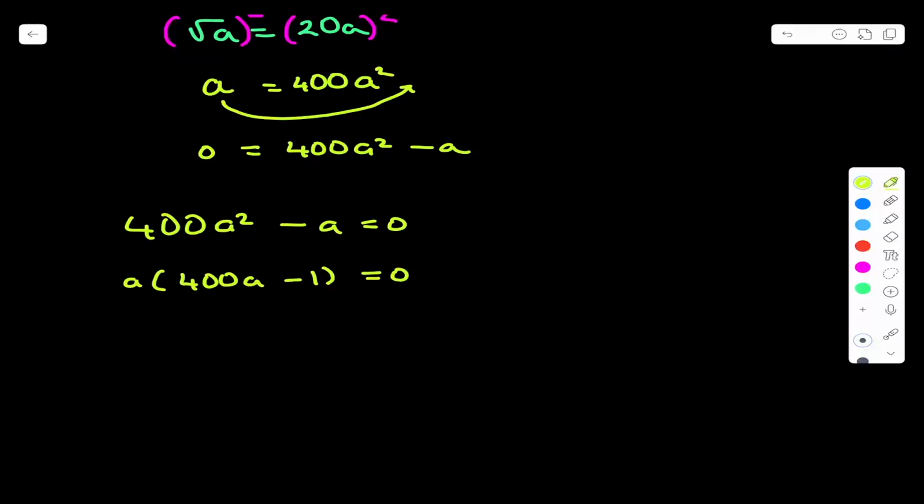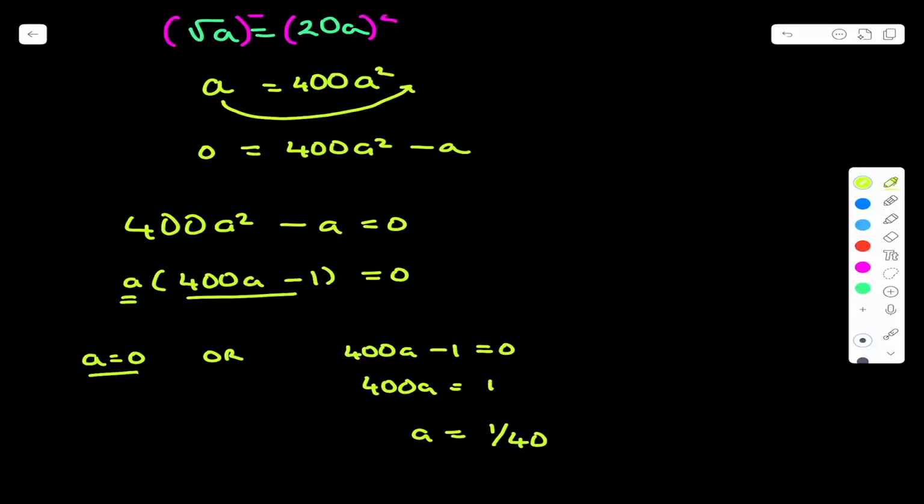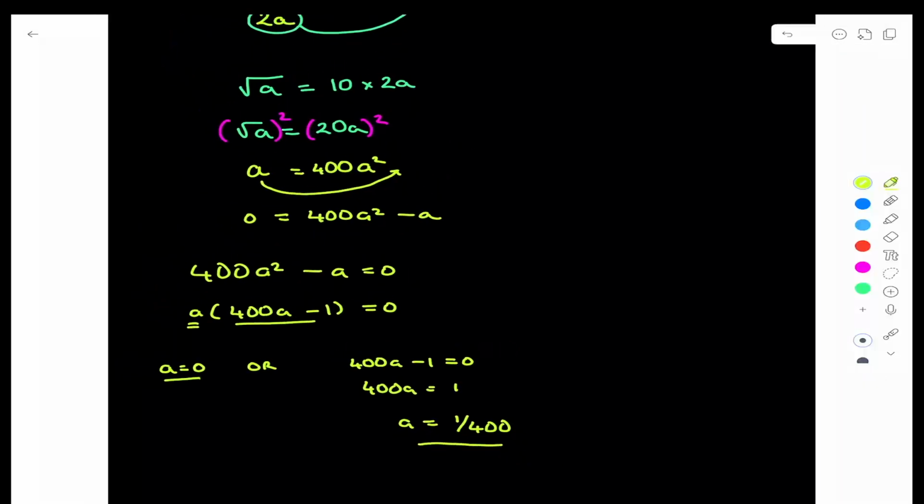Now, using the null factor law, either that factor equals 0 or that equals 0. Because when you've got two things that multiply to give you 0, one of them has to equal 0. So we've already got one solution here, a equals 0, and if you rearrange this one, 400a, we're going to move that negative 1 across. So 400a equals 1, and a equals 1 on 400. Perfect. So we have two solutions.